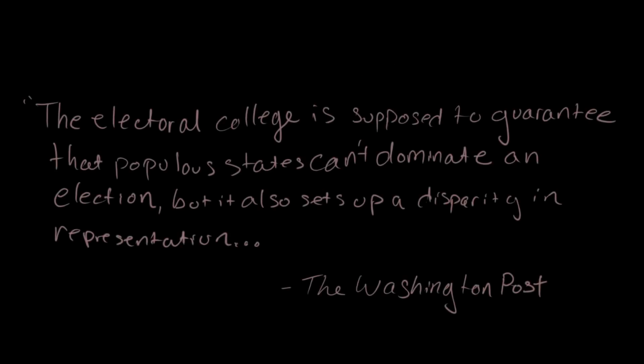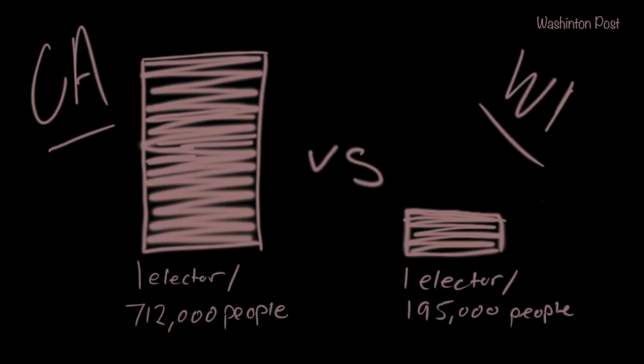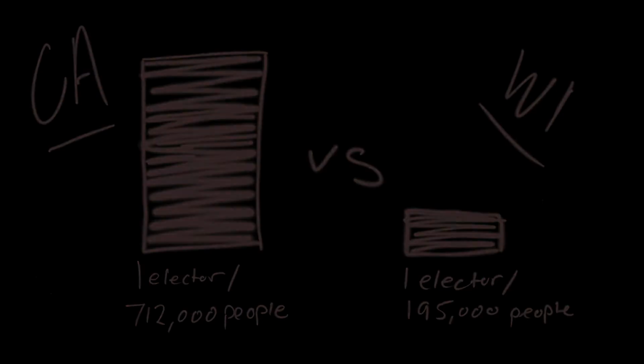According to Washington Post, quote, "The Electoral College is supposed to guarantee that populous states can't dominate an election, but it also sets up a disparity in representation. While California has 1 electoral vote per 712,000 people, Wyoming, the least populous state in the country, has 1 electoral vote per 195,000 people." When our government was initially forming, this was a compromise because one particular party wanted a popular vote of all the people to decide on the president, and then another party wanted it to be strictly within the Senate. There are a lot of arguments about abolishing the Electoral College system.